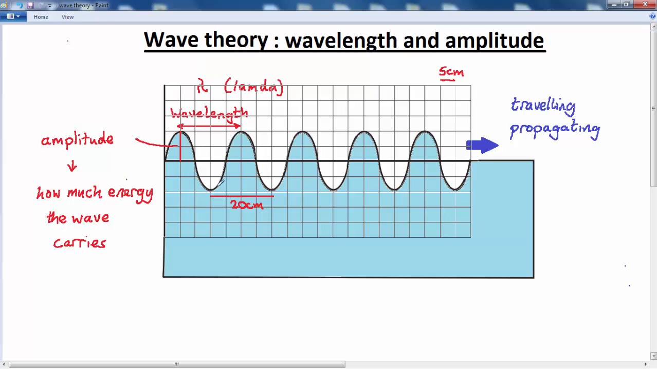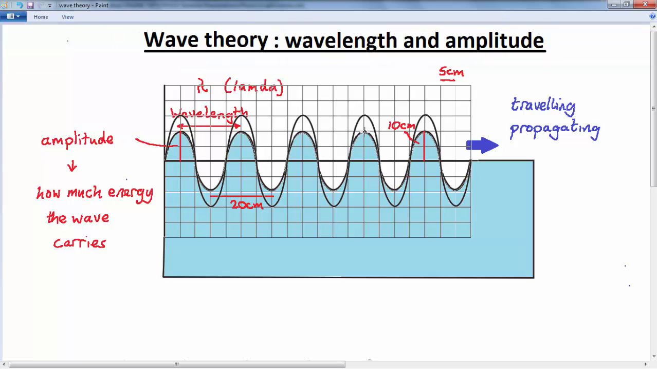So if we increase the amplitude of the wave, that's to say we increase the size of the vibration up and down here, then we increase the amount of energy that it carries. So this wave has an amplitude of 5 centimeters. Then if I increase the amplitude, this new wave has now been increased to 15 centimeters. Okay, so this new wave will carry more energy than the previous wave because its amplitude is greater.